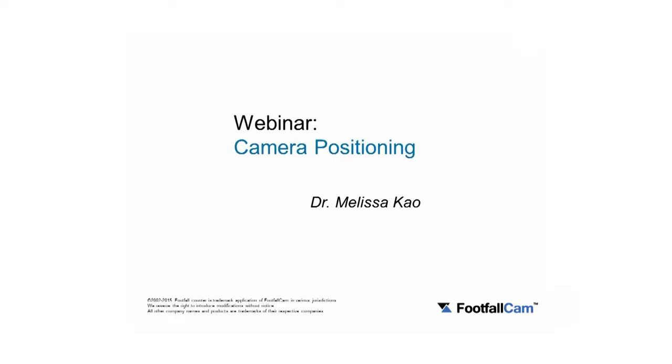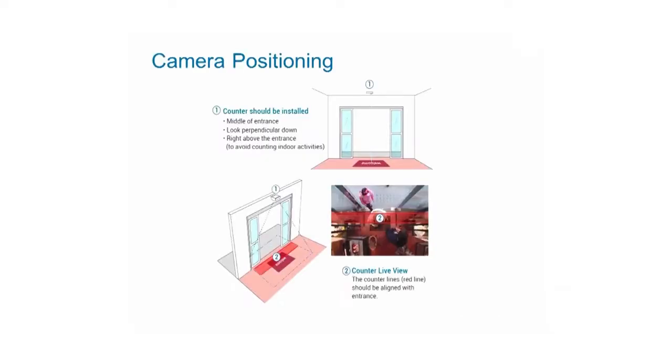In this video, we're going to talk about how we're going to position our camera. So the counter should be installed in the middle of your entrance, right there, and to look perpendicularly down so that the camera is looking straight down onto the floor, and it should be right inside the entrance, as close to the entrance as possible.